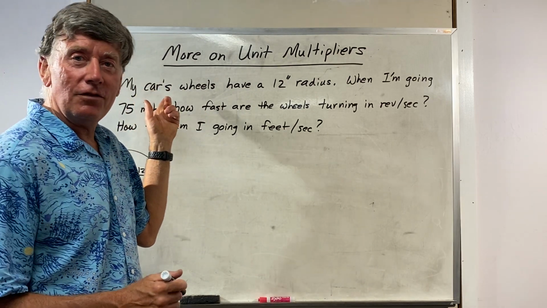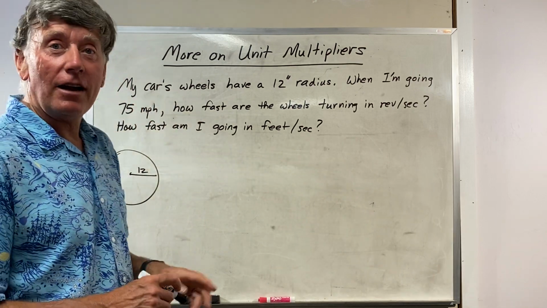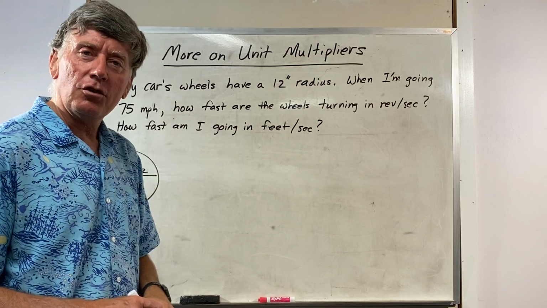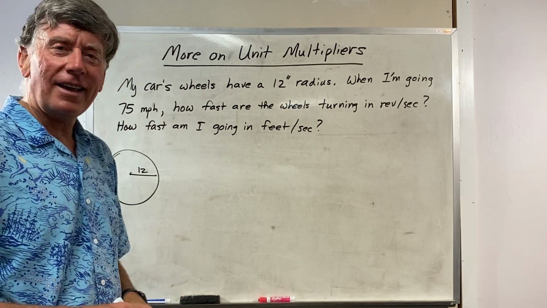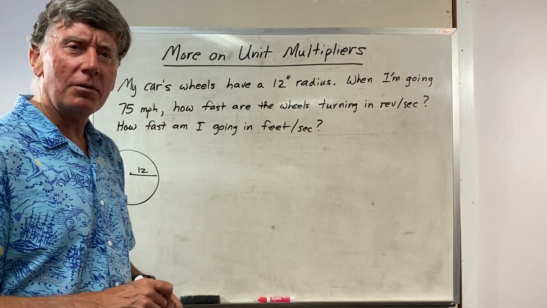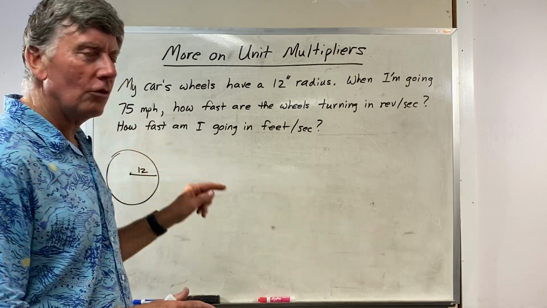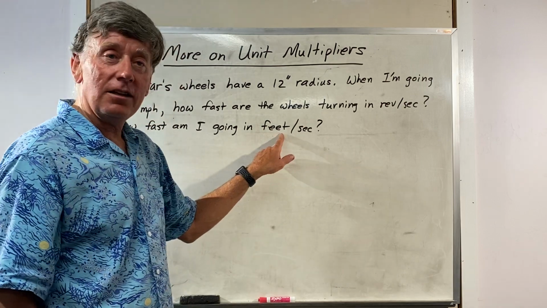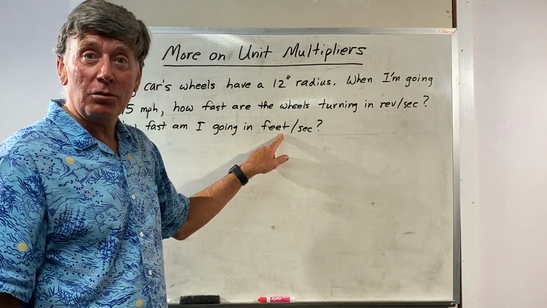When I'm going down to Phoenix and I'm going 75 miles an hour like a law-abiding citizen, how fast are the wheels turning in revolutions per second? That's question number one that I'm going to ask. And question number two is, how fast am I going in a linear direction, in not miles per hour, but feet per second?